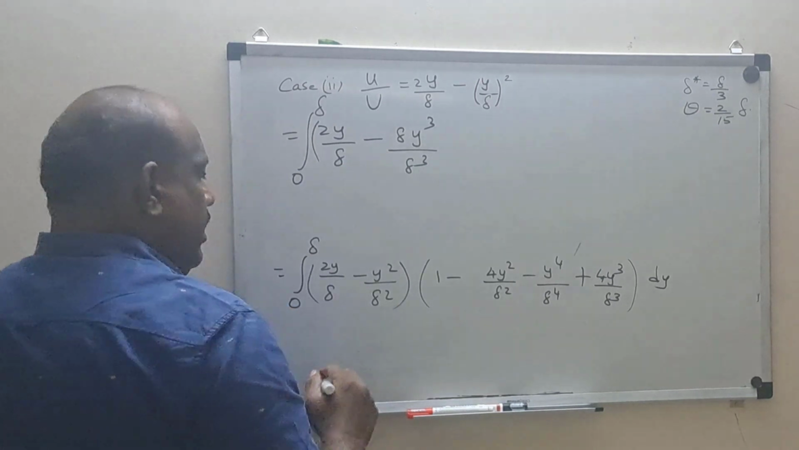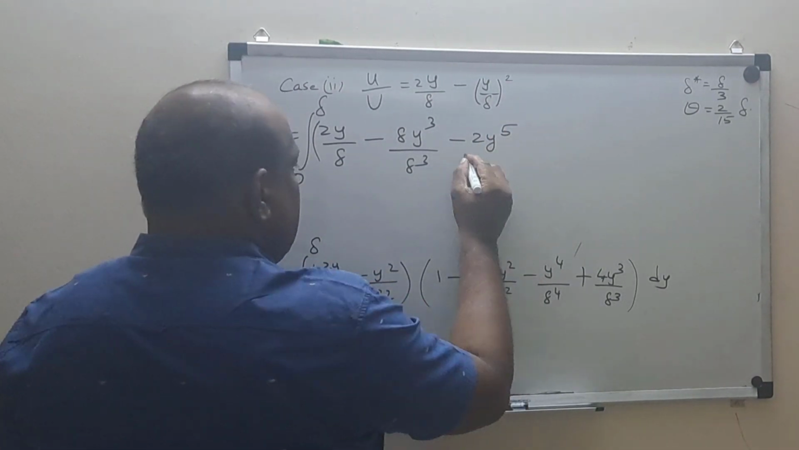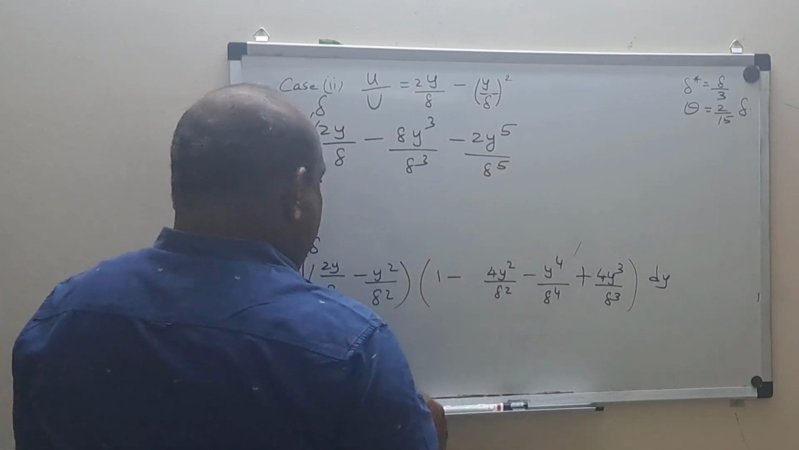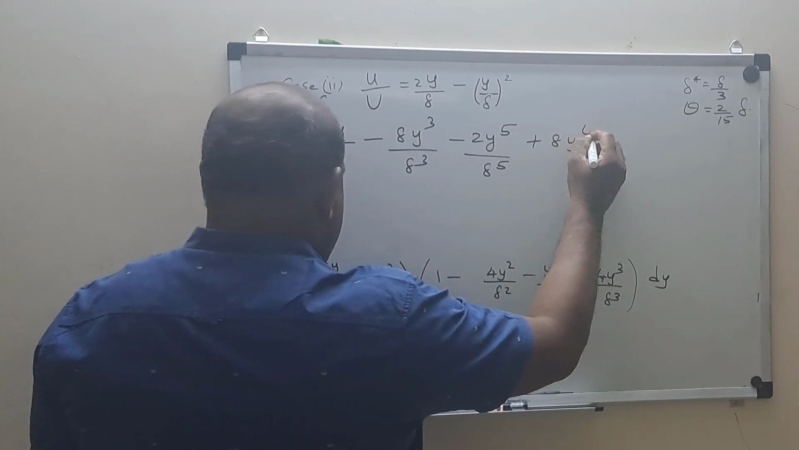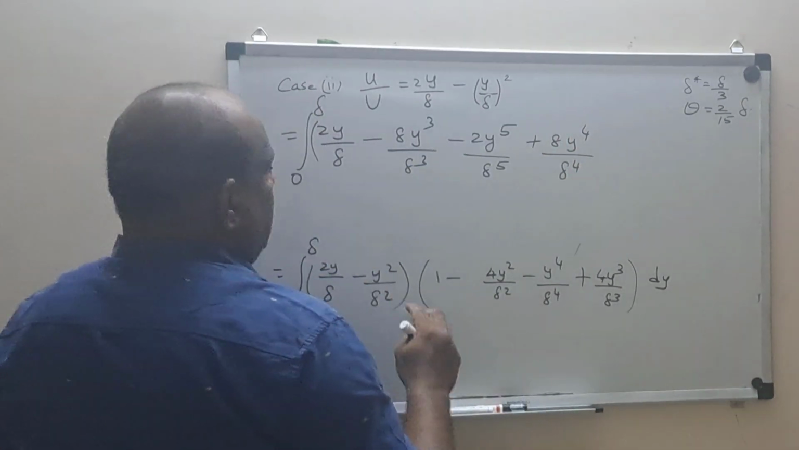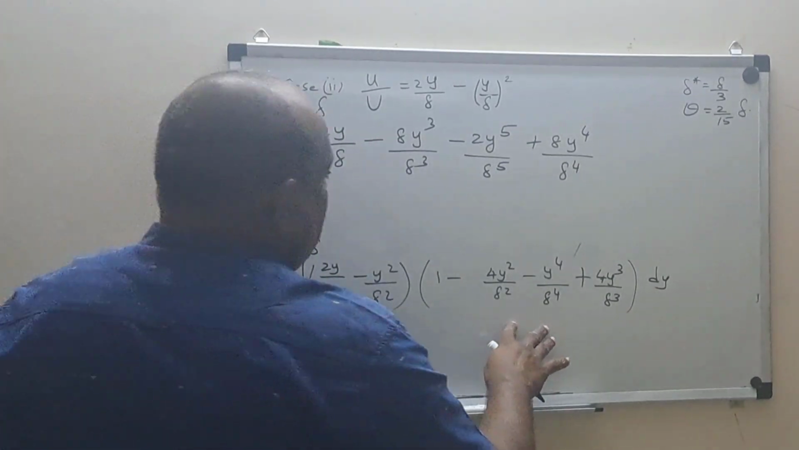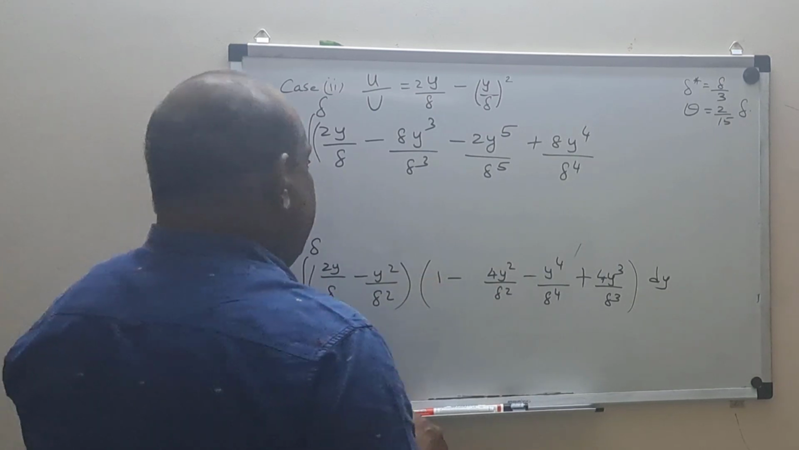Then minus 2y^5 by delta^5, plus 8y^4 by delta^4. It's only 4 terms. I'm sorry, it's not 5. 4 into 2 will become 8. So 4 terms we got it.